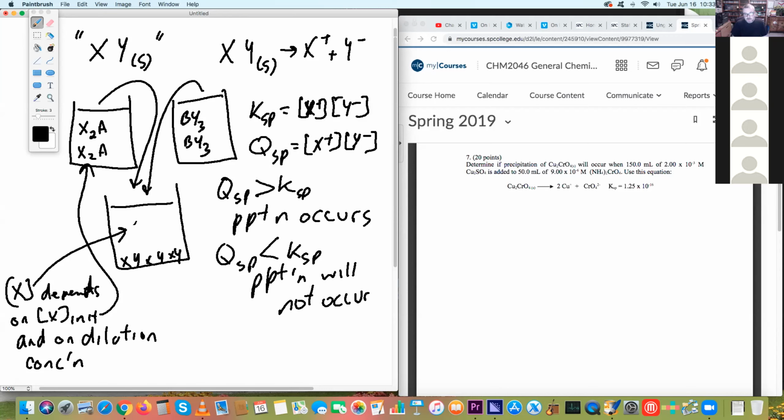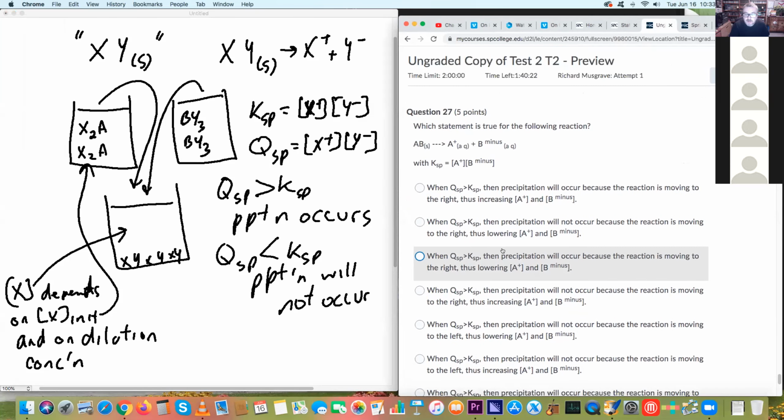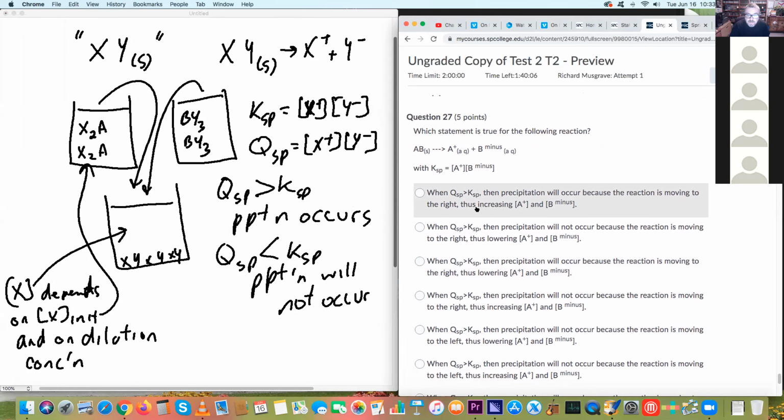Does anybody have any questions so far? Okay. Let's take a look at the problems on the test here and what those look like. The first one is what we were just talking about as far as determining whether or not we were going to get precipitation. And it's just related to what I was talking about here. I think you can interpret that from here.